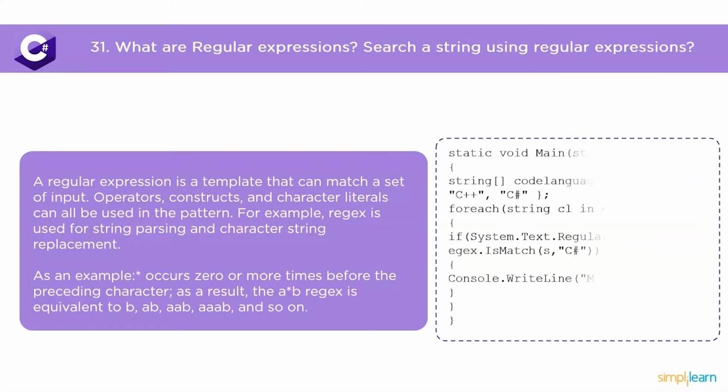Following is the code program in which we have strings as C, C++, and C#. Then we have a regex object and try to find the string C#. As we can see, C# is present in the following string. So we will print that a match is found.